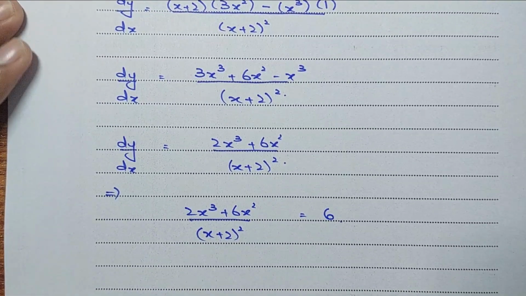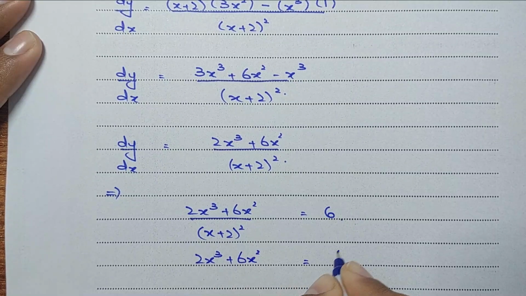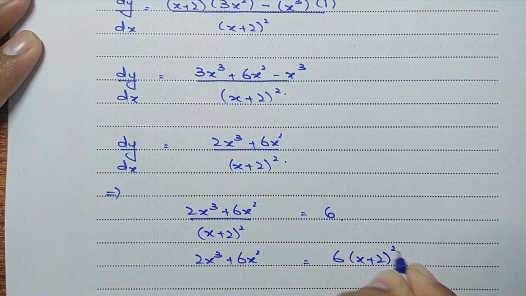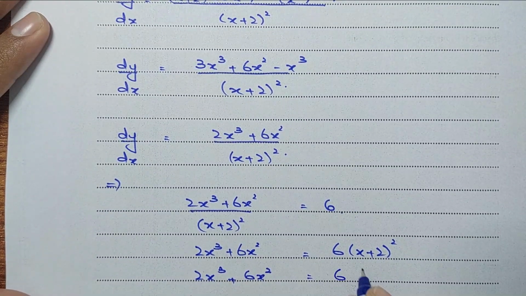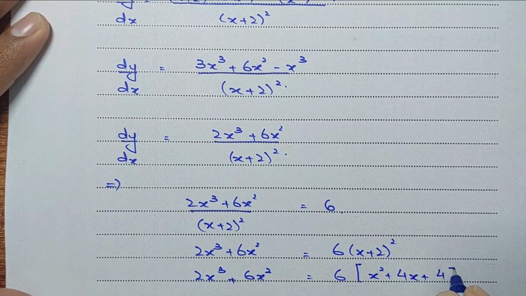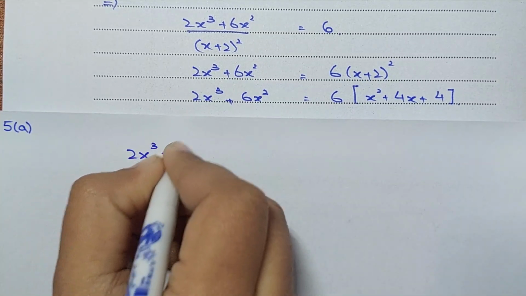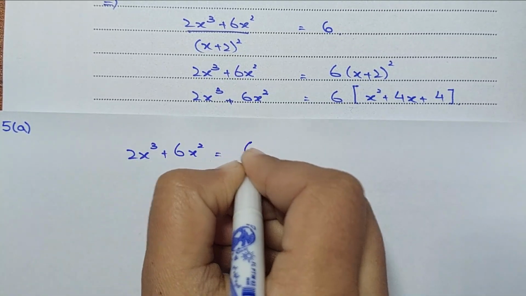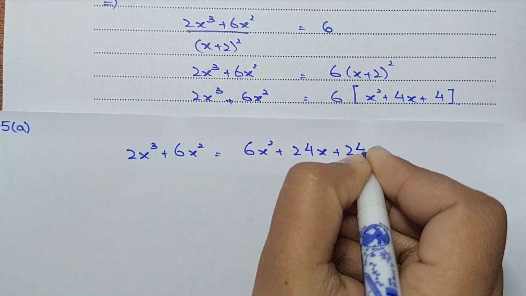All right, so we need to cross multiply. 2x³ + 6x² would be 6 times (x + 2)². Open the square: 2x³ + 6x² equals 6 outside, we have x² + 4x + 4. Further simplification, 2x³ + 6x² equals 6x² + 24x + 24, since 6 times 4 is 24.